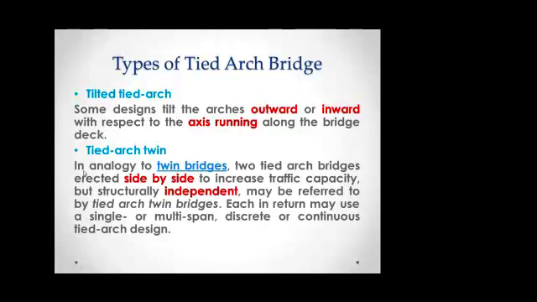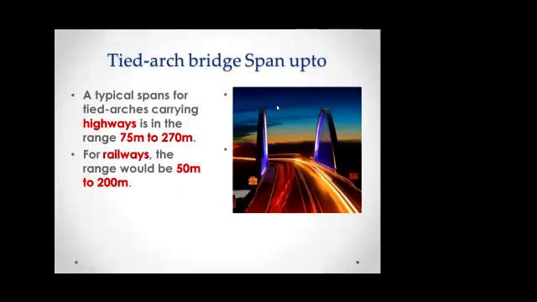Tied arch twin is in analogy to the twin bridges. Two tied arch bridges are erected side by side to increase the traffic capacity. They are structurally independent, and may be referred to as tied arch twin bridges. Each may be a single or multi-span, discrete or continuous tied arch bridge. These are the varieties of the tied arch bridge. You can see this is a separate bridge and separate. The picture shows separate tied arches. It is not connected, but it is a tied arch bridge. So this is the previous slide explanation picture.